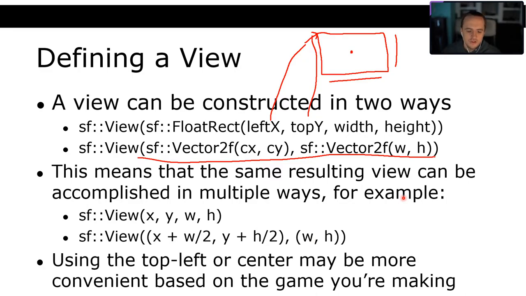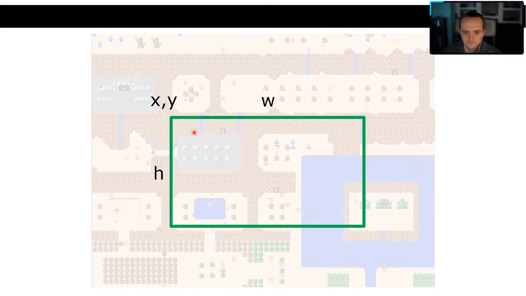And so using the top left way of doing it or the center way of doing it may be more convenient based on the game that you're making, but of course either one can be accomplished. Any type of view that you want can be accomplished with either one. It just may work out a little nicer for you. So in our game world for our assignment 4, we're going to be defining these rectangles as rooms, and they're going to have an XY position and a width and a height. So those are our rooms.